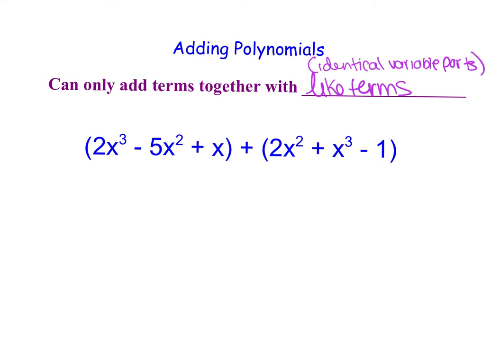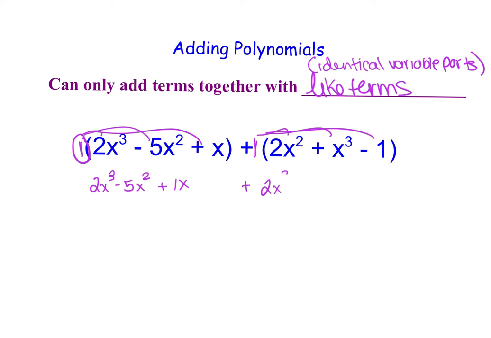Now, down below here, you see an example, and we see that we have parentheses. Remember, out in front of these parentheses, we really have our imaginary ones. Because these are ones, it's a little bit easier, but you're just going to distribute those ones out. So this becomes 2x cubed minus 5x squared plus 1x. And then here, this would just become plus 2x squared plus 1x cubed. And then you can do minus 1 or plus negative 1, however your brain best looks at that.